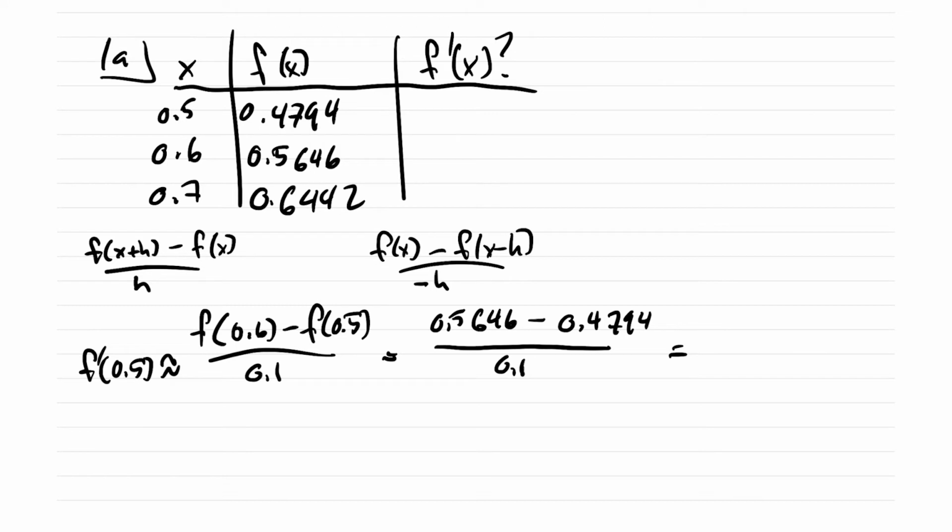Well, might as well actually work it out. So in this class, you didn't think you'd be doing this much arithmetic, huh? So 0.5646 minus 0.4794. So that should give us 2.